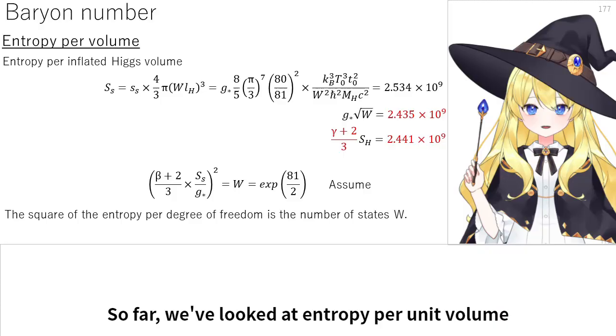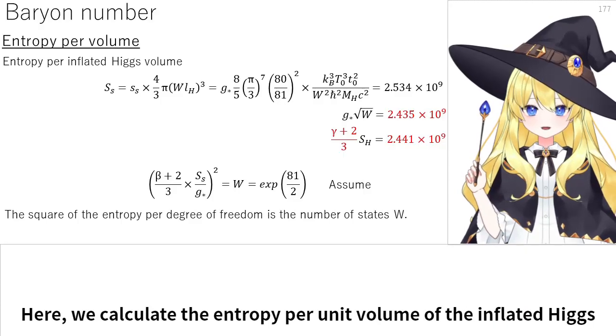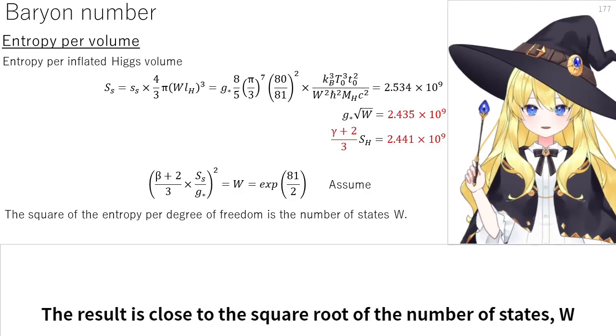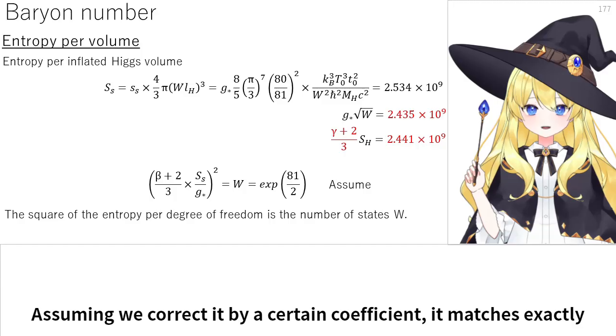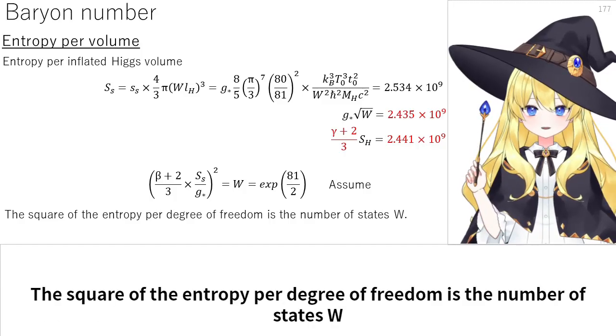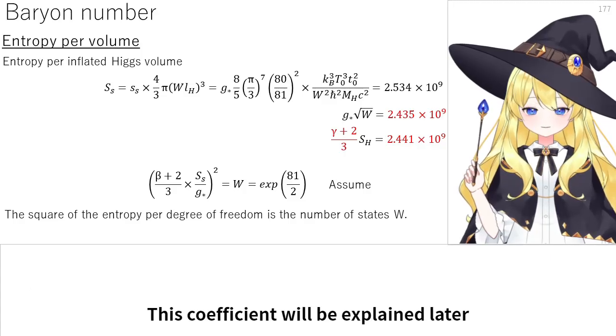So far, we've looked at entropy per unit volume. Here, we calculate the entropy per unit volume of the inflated Higgs. The result is close to the square root of the number of states, W. Assuming we correct it by a certain coefficient, it matches exactly. The square of the entropy per degree of freedom is the number of states W. This coefficient will be explained later.